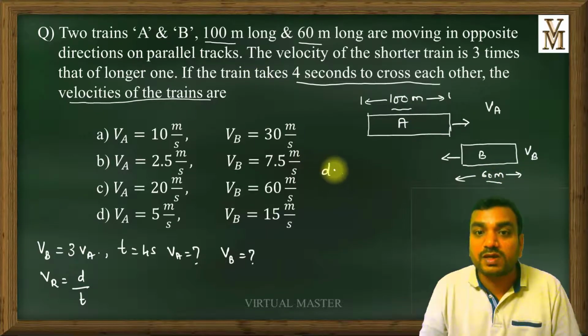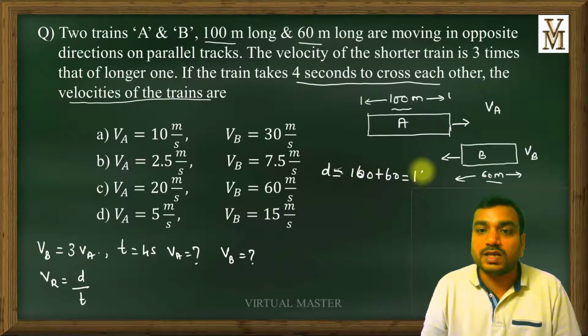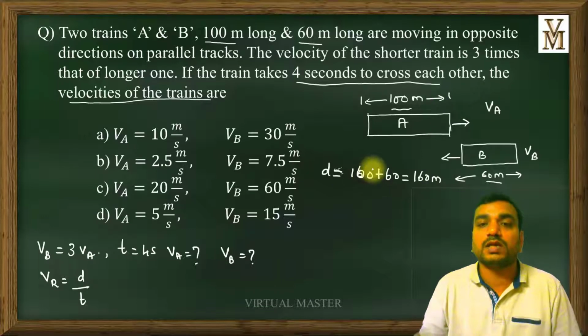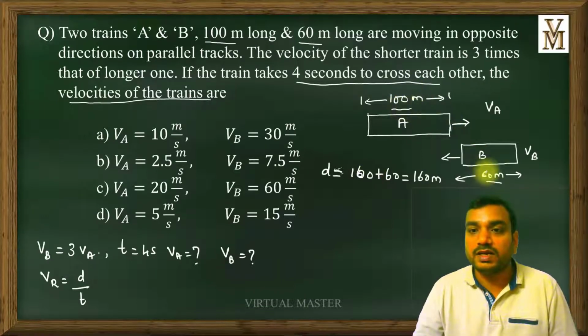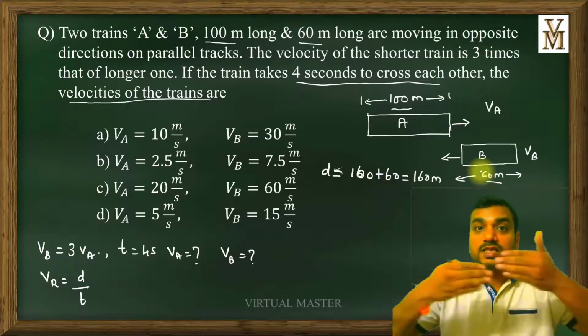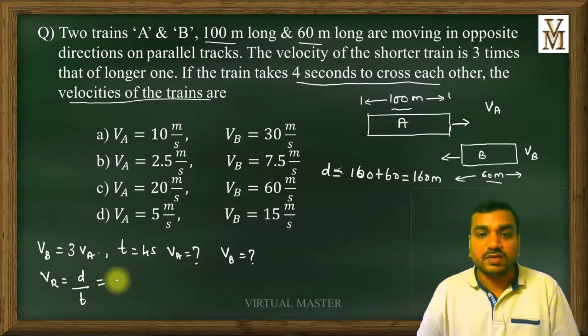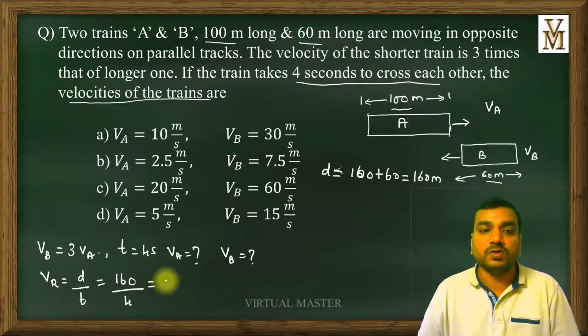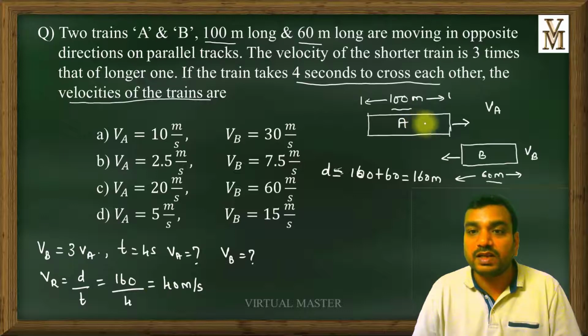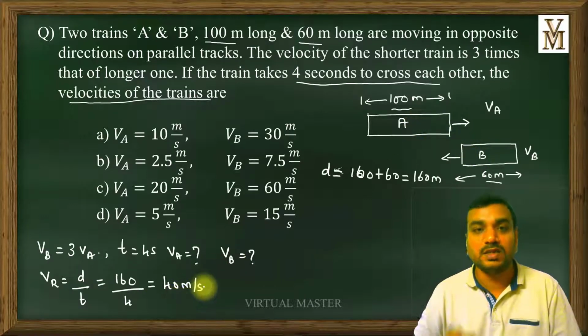So the total distance traveled will be equal to 100 plus 60. It will be equal to 160 meter. Okay. Since train A is 100-meter long and train B is 60-meter long, if they have to cross each other it means they have to travel 160 meter. Okay. Now D is given as 160 meter divided by t. It is already given as 4 seconds, and it will be equal to 40 meter per second. Okay. The relative velocity between train A and train B is equal to 40 meter per second.